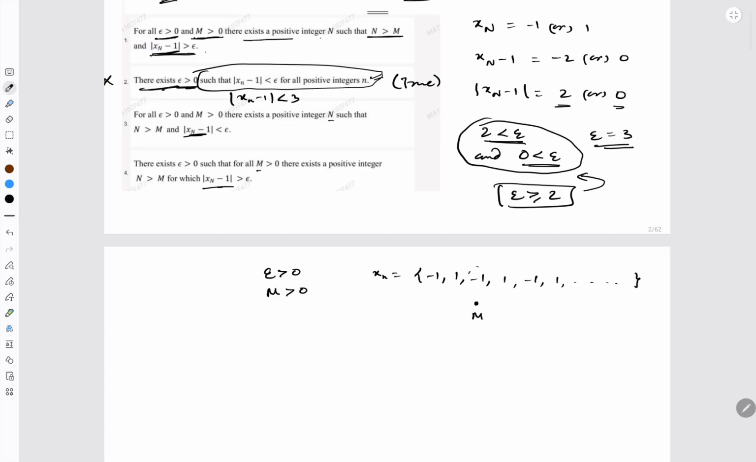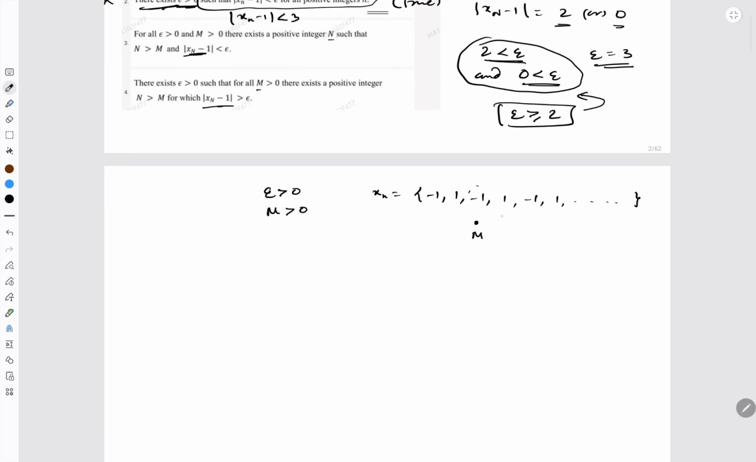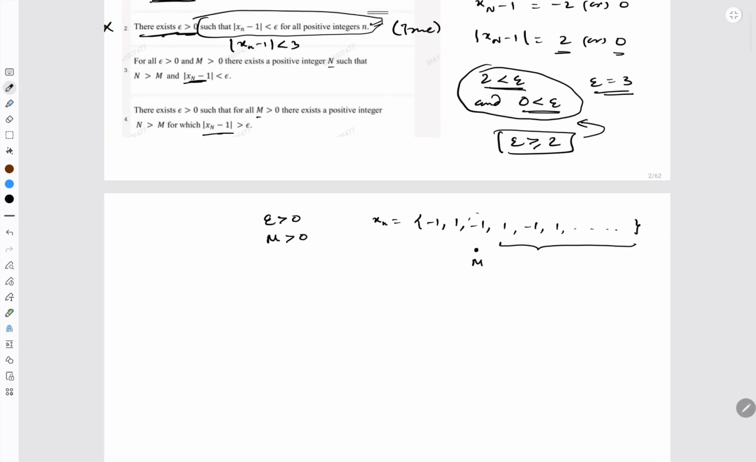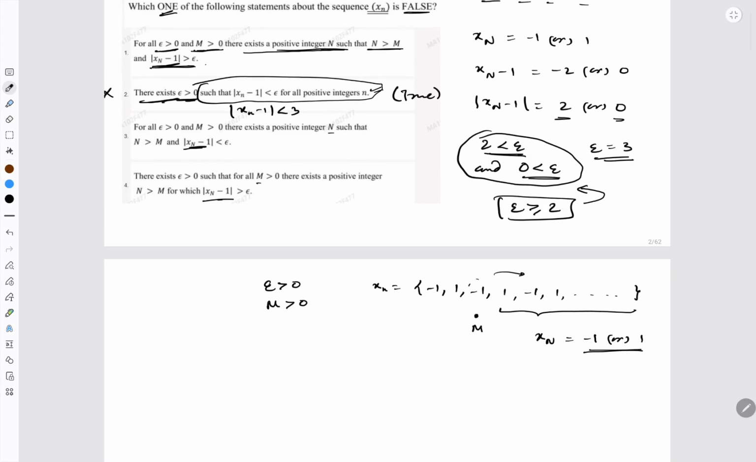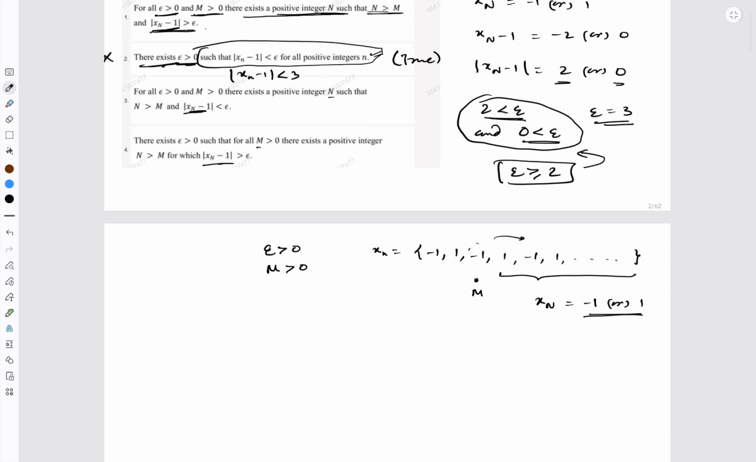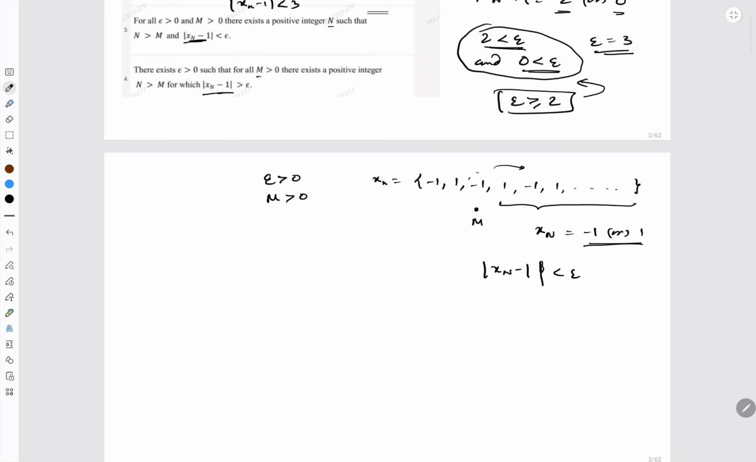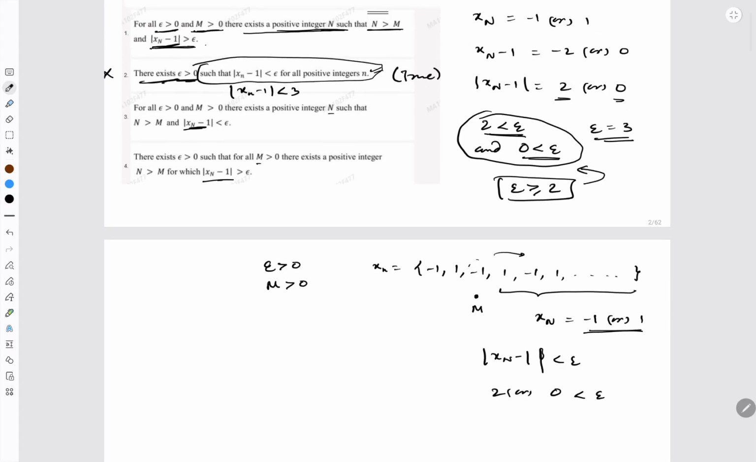So it is saying there exists a positive integer n which is greater than m. So n can be any of these indexes, right? So xn can be either -1 or 1. If I take m anywhere, any index after that can have value -1 or 1 only, right? There exists a positive integer n such that n greater than m, and the mod of xn minus 1 should be less than epsilon. So the mod of xn minus 1 will be either 2 or 0, right?